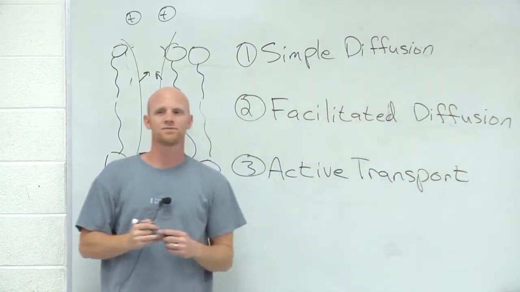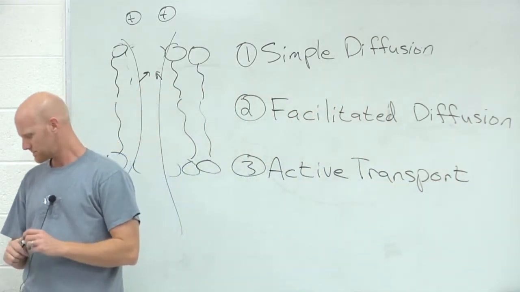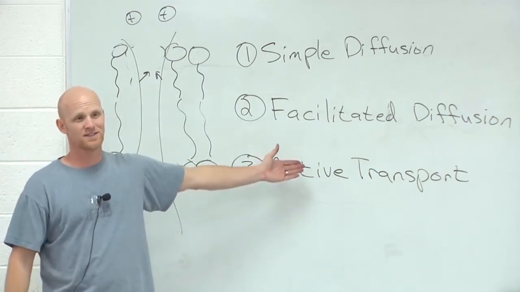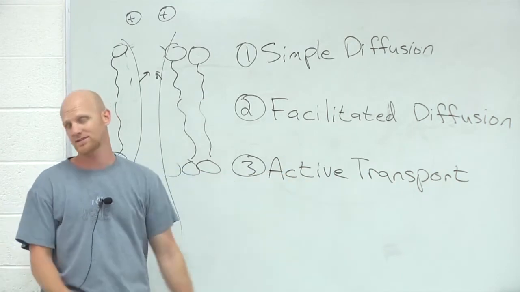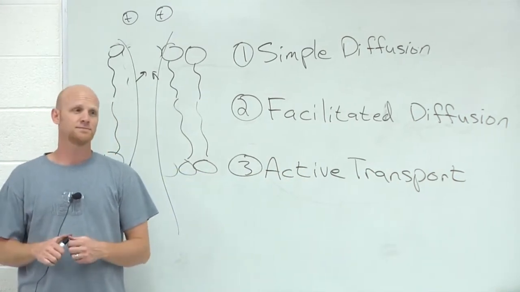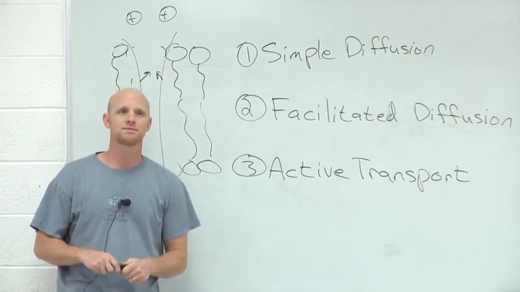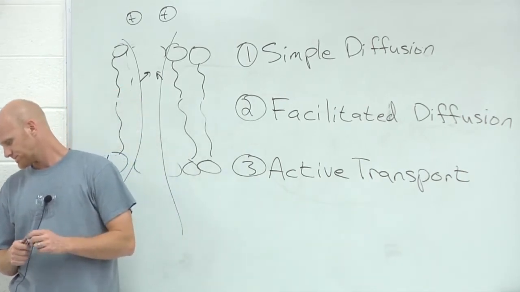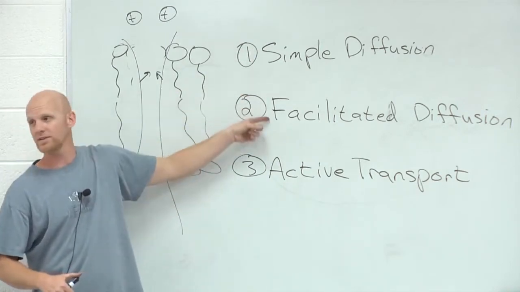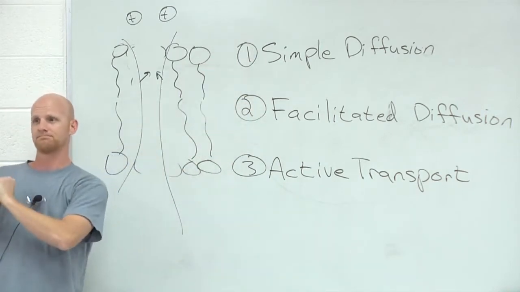And then there's active transport. So your active transport requires energy. You're going against the concentration gradient, it's going to cost. And usually how is that cost going to be paid? ATP hydrolysis. So no ATP requirements in either simple or facilitated diffusion.